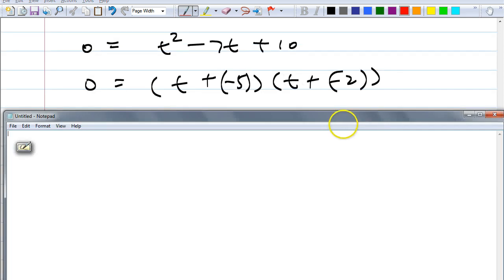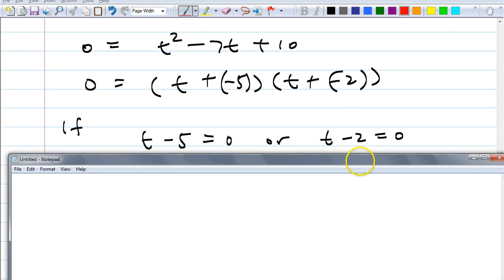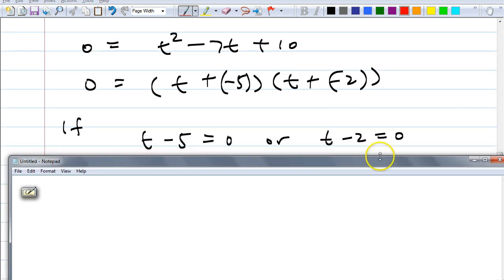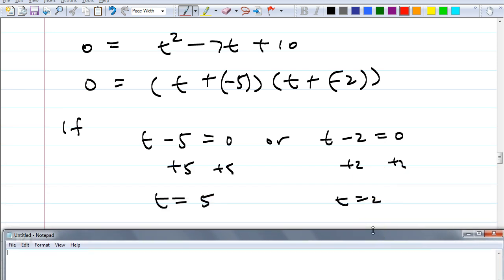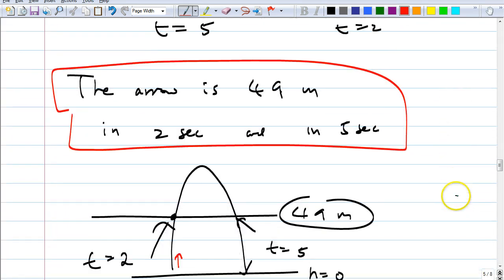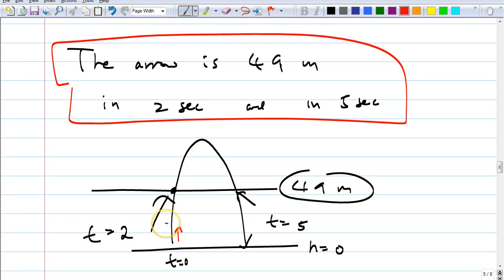Did you all get t minus 5 and t minus 2? What are the two answers? 2 and 5. But isn't it weird? Why do we get two solutions? Because whatever goes up must come down. Here's a picture. Watch this. As the arrow goes up, it hits 49 meters, and then it goes up, and then guess what? It has to come down and hit 49 meters. That's why there are two solutions for this.